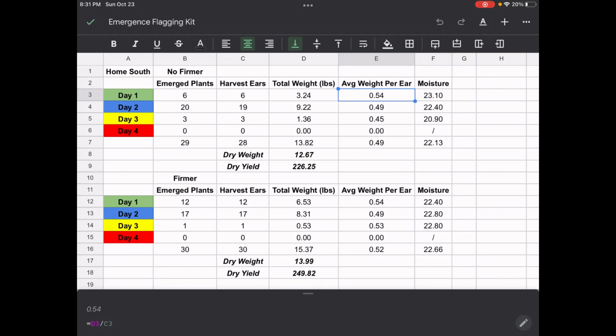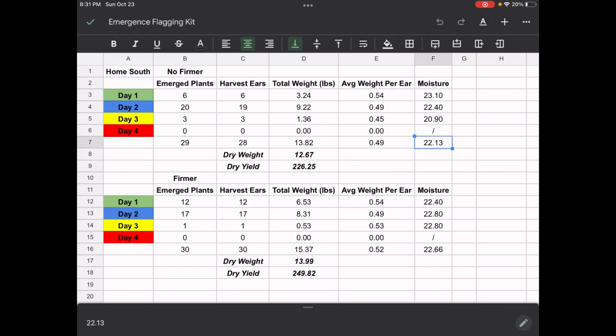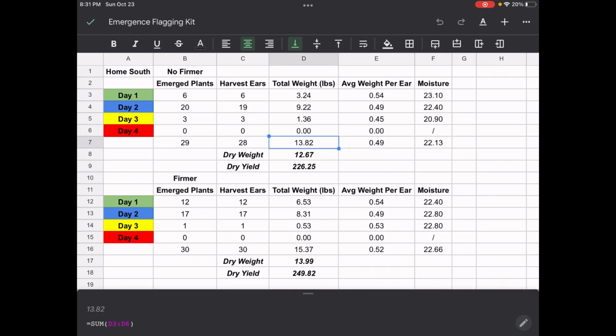So then I recorded the moisture, got an average moisture so we could dry it down. We had a total wet weight of 13.82 pounds for 28 harvested ears out of 29 that emerged. And the average weight happened to be the same as day two, 0.49. Then I used a formula I found on a seed company website to dry this down mathematically to the industry standard dryness of 15%.